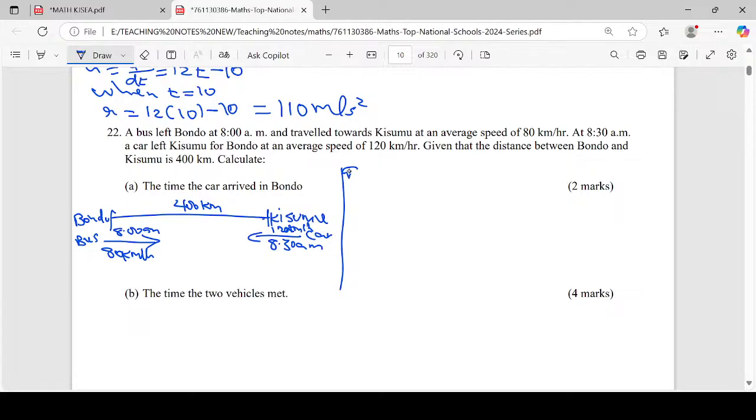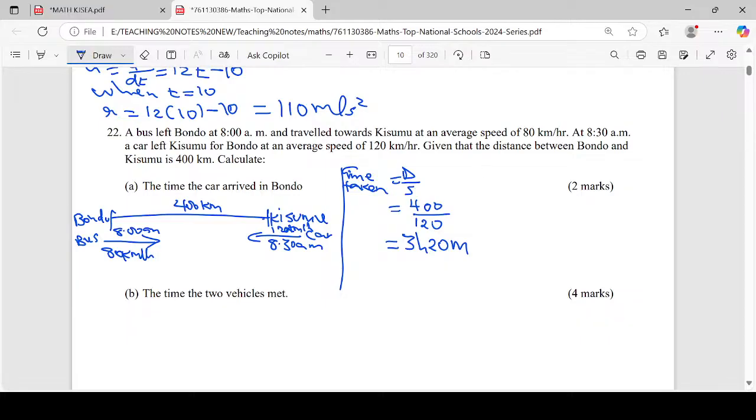Time taken is equal to distance over speed. The distance the car had to cover in order to reach Bondo was 400, and the speed at which it was moving was 120. So dividing 400 by 120, you get 3 hours 20 minutes. The car took 3 hours 20 minutes on the road.